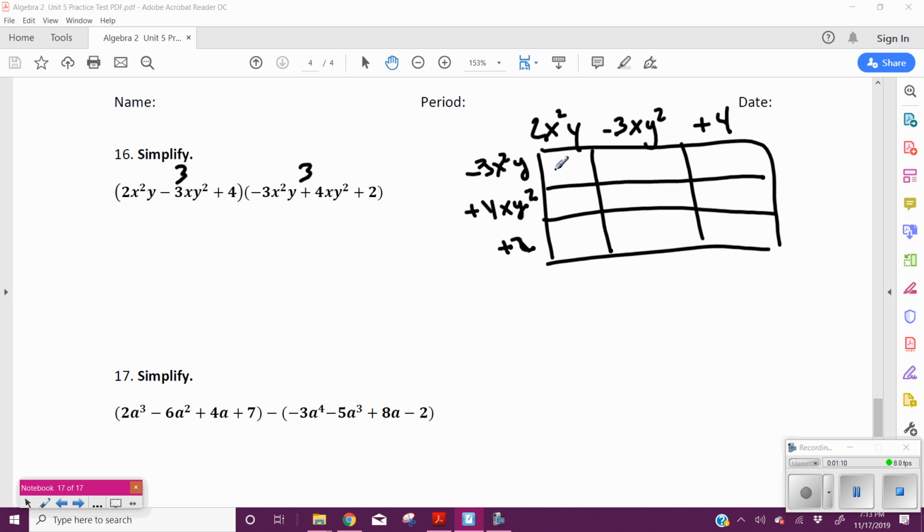Negative 3 times positive 2 is negative 6. X squared times x squared is x to the fourth. Y times y is y squared. Negative 3 times negative 3 is positive 9. X squared times x is x cubed. Y times y squared is y cubed. Negative 3 times 4 is negative 12. Transfer over the x squared and the y because they don't have anyone to multiply with.